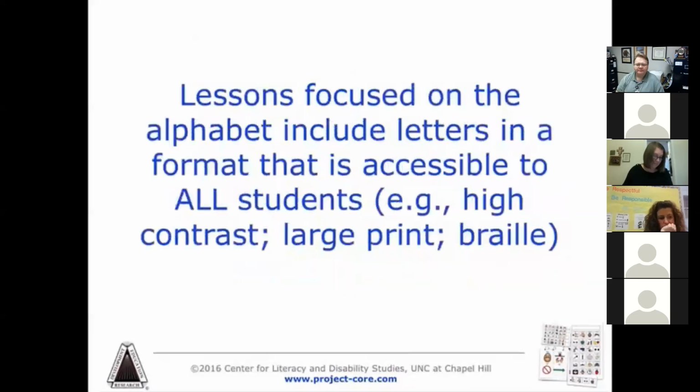If the lesson is focused on letters, those letters must be available in a format that is accessible to all students. This means creating materials that offer high contrast colors for some students, using big, bold print for others, and providing access to Braille for others.